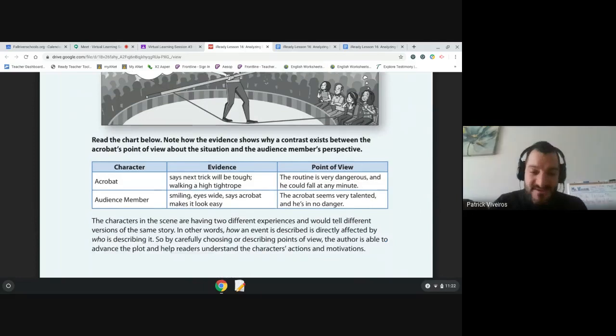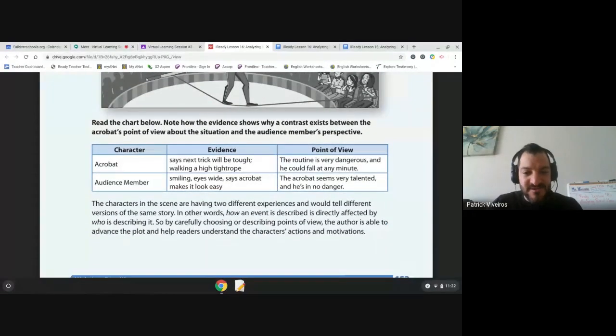So just to wrap up part one, the characters in the scene are having two different experiences and would tell different versions of the same story. In other words, how an event is described is directly affected by who is describing it. So by carefully choosing or describing points of view, the author is able to advance the plot and help readers understand the characters' actions and motivations.